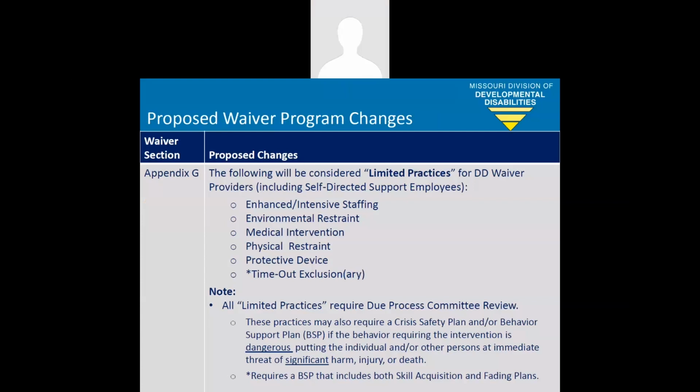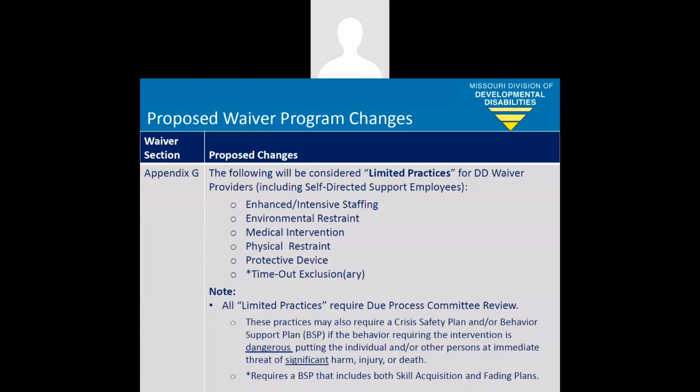The first pertains to what we call limited procedures that require a due process review. The second category pertains to prohibited practices, otherwise known as practices that may not be utilized under any condition with individuals on the waiver. We'll start with limited practices. Again, limited practices are practices that may occur in some situations and require due process before being put into place. The first on our list is enhanced staffing.